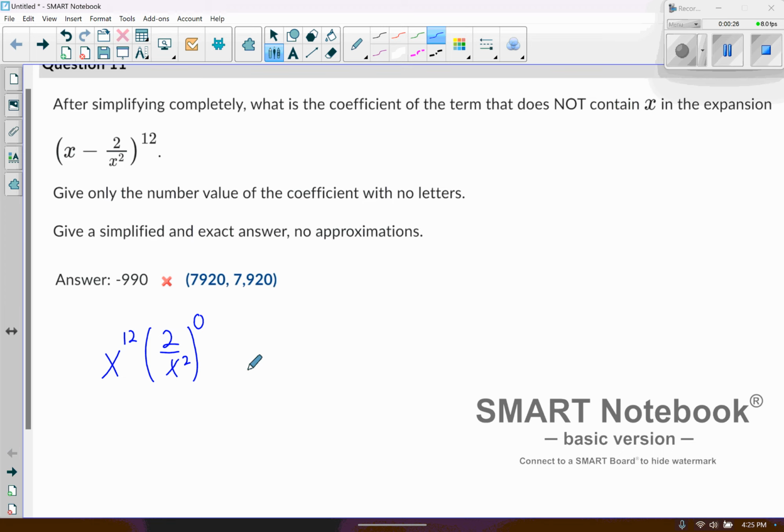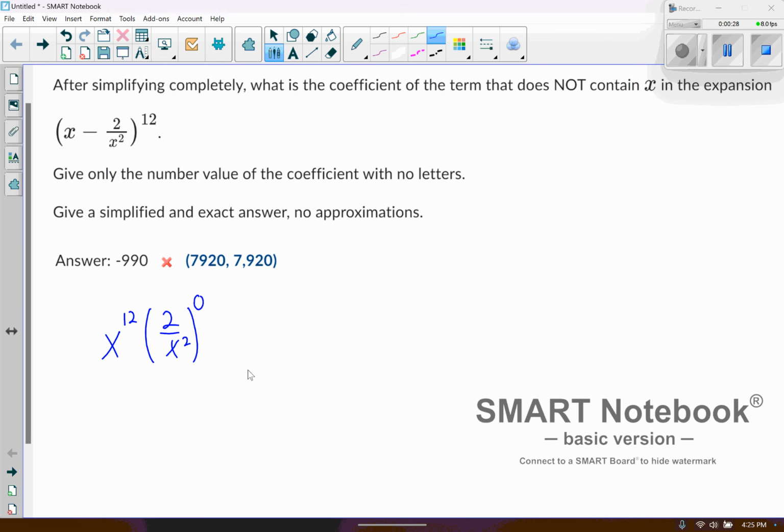And so we've got to figure out when do the x's cancel. Well, obviously they won't cancel there, and obviously you're going to have a coefficient, and that's what they're looking for. And so let's try to figure out which term it is. So that's the first term.